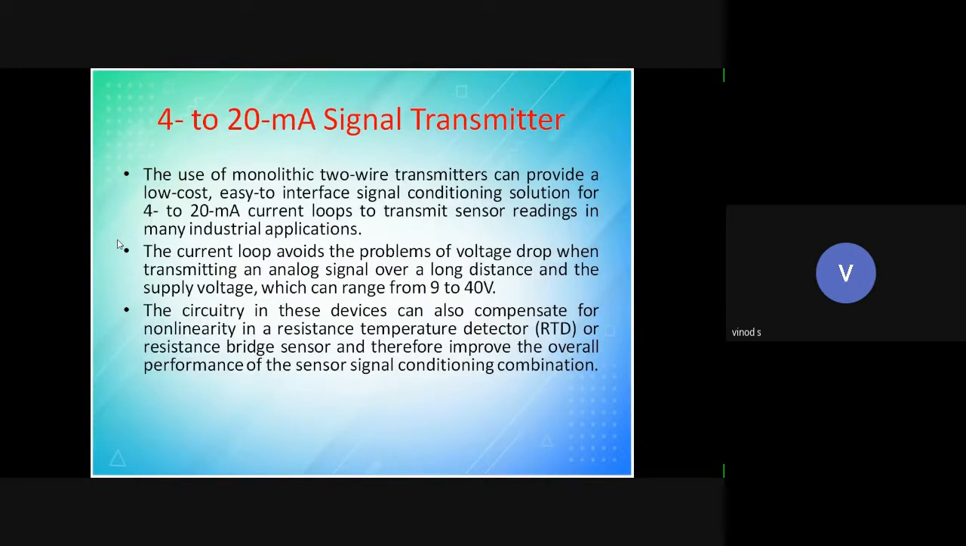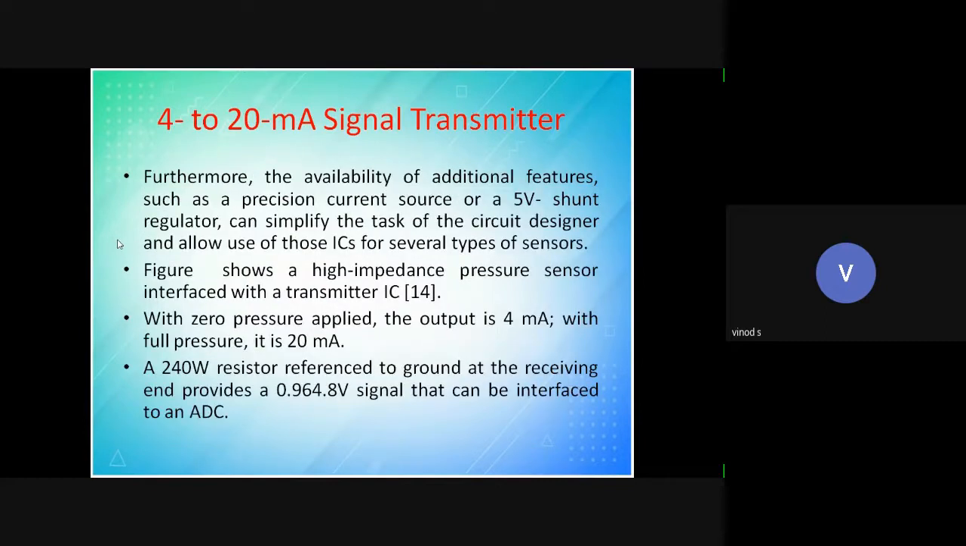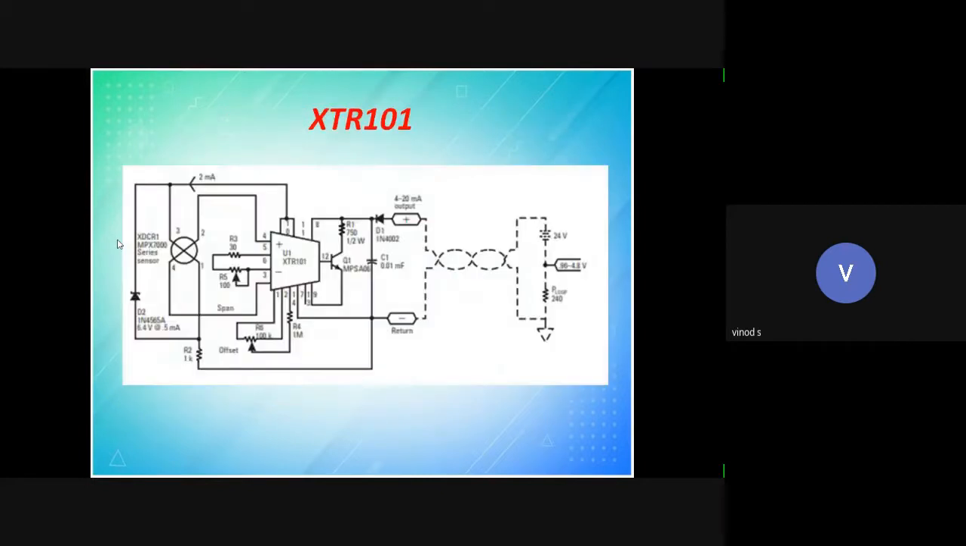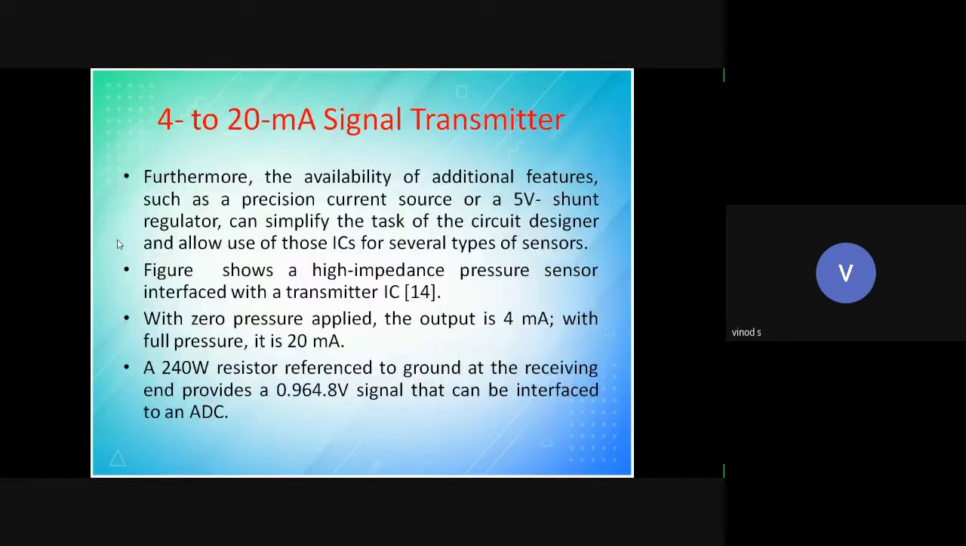So the data which is collected will be transmitted. Furthermore, the availability of additional features such as a precision current sensor or a voltage regulator simplifies the task of the circuit designer and allows the use of the IC for several types of sensors. So a transmitter is a signal sensor followed by an amplifier and followed by a transmitter. All this put together we call a signal transmitter.